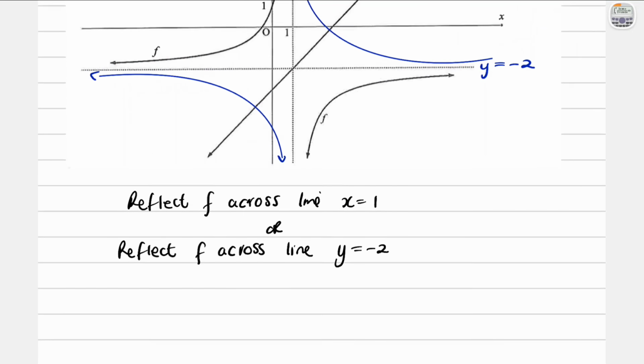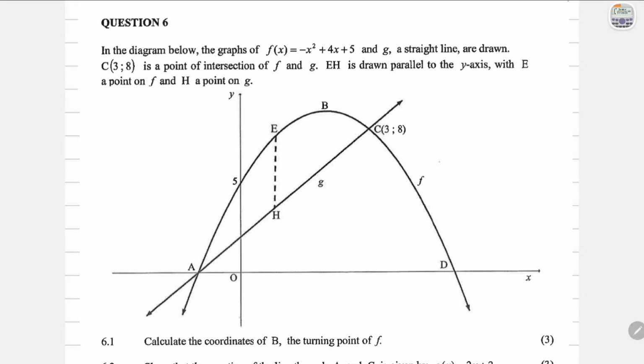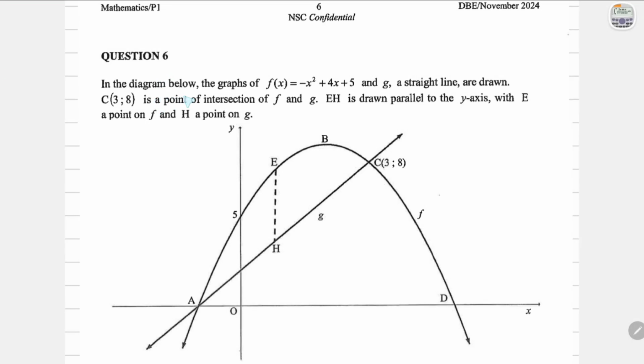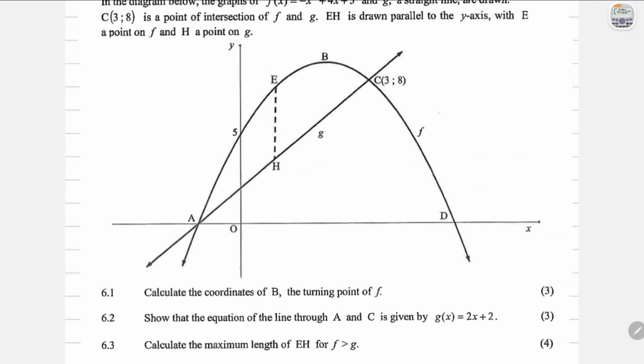And we finally move on to question 6. Question 6 says, in the diagram below, the graphs of f of x, which as you can see is a concave down parabola, and g, which is a straight line, are drawn. Then they tell us that C, which is (3; 8), is a point of intersection of f and g. Then EH is drawn parallel to the y-axis with E a point on f and H a point on g. Okay, so that's what we have.